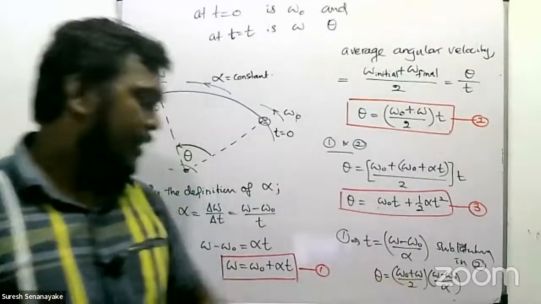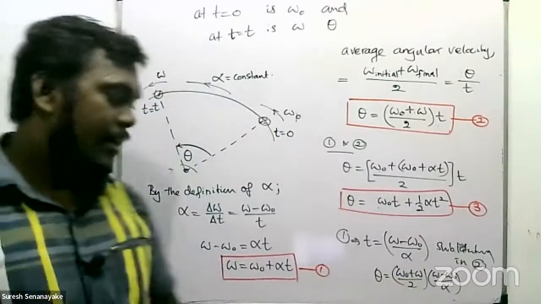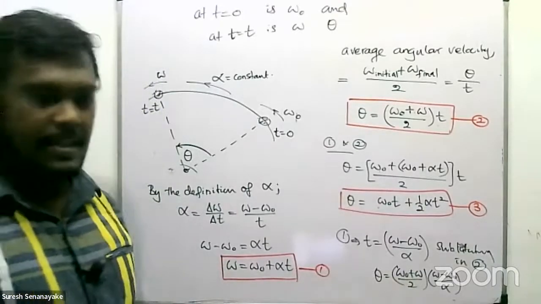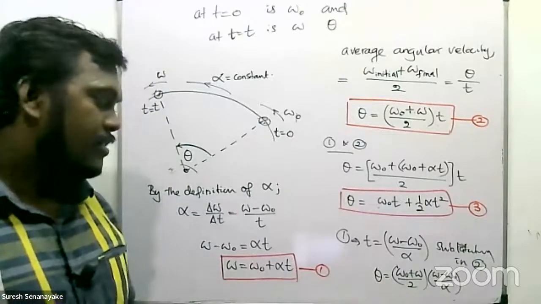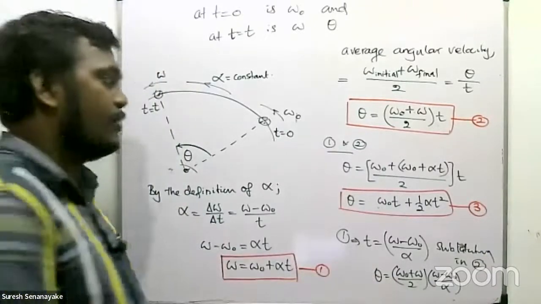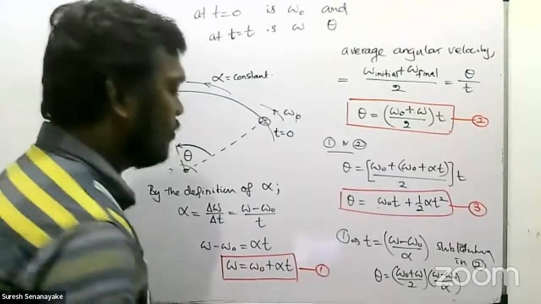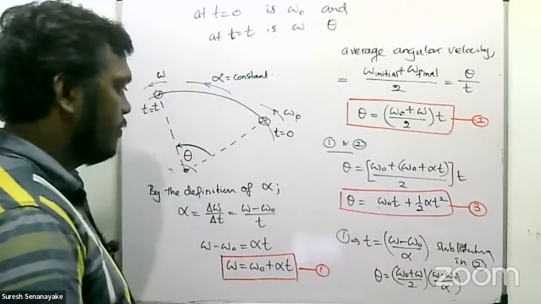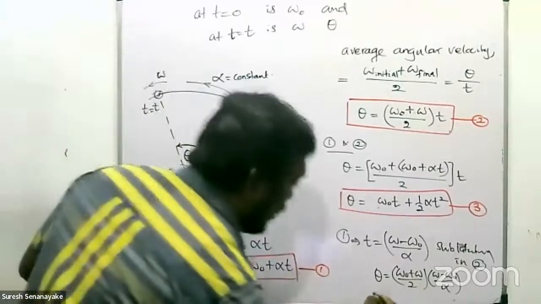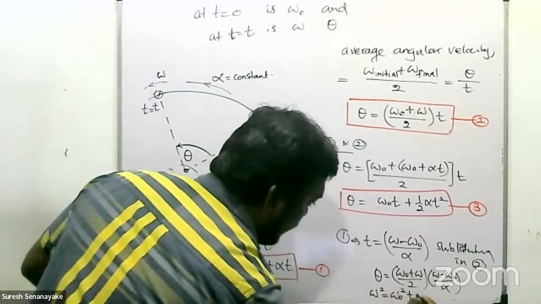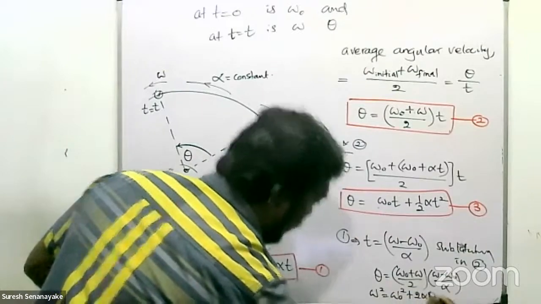And this omega plus omega naught and omega minus omega naught, you can write as omega squared minus omega naught squared. That's the difference of two squares, divided by 2 alpha. So theta equals that. You can write this equation. I will simplify it. I will write it there, I have enough space there. I'm writing this: omega squared equals omega naught squared plus 2 alpha theta.